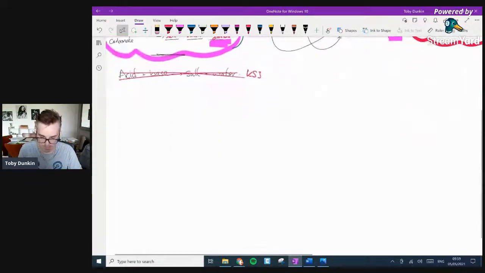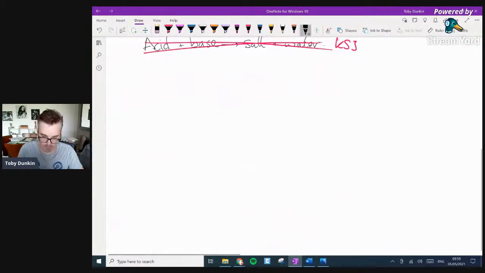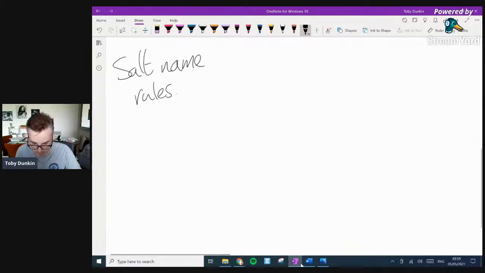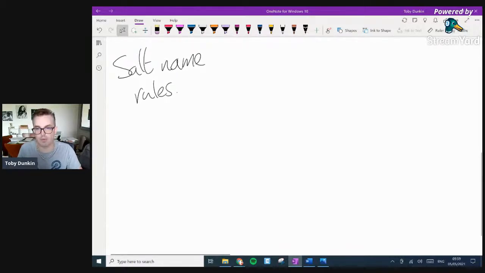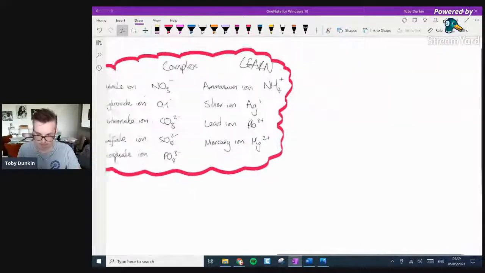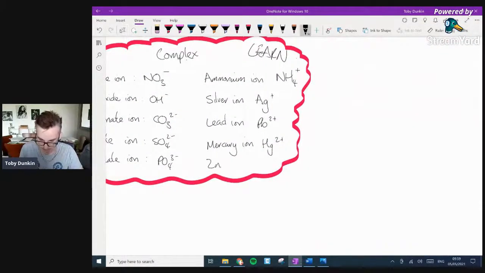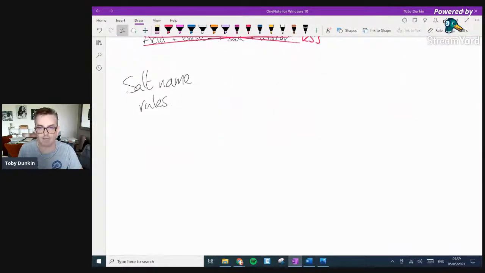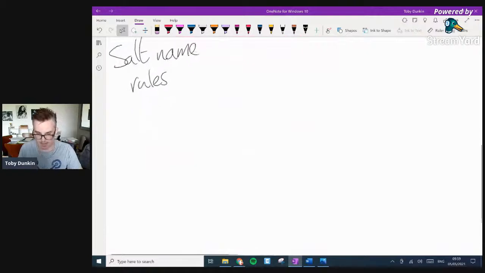Right. So now that we've done that, let's get the rules for salt naming. Let's put salt name rules. So what about zinc? Always 2+. Zinc is always 2+. You can add that in too. Zinc ion is Zn2+. What we realize is all these extra ones are mostly 2+, except for silver. But thank you for adding that in, Jack. Salt name rules.